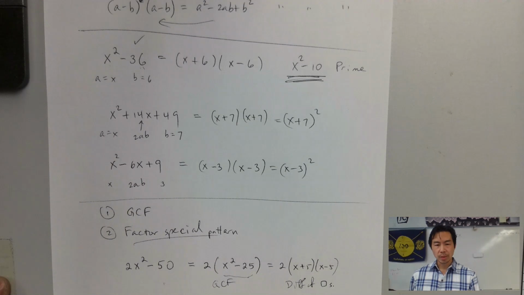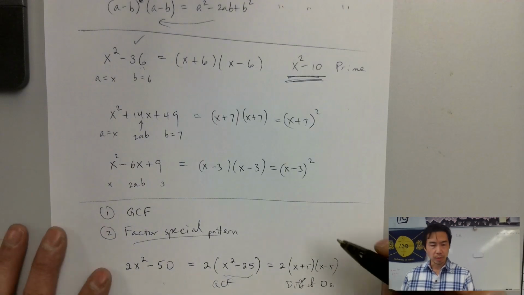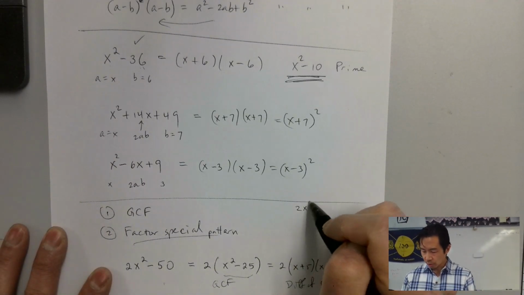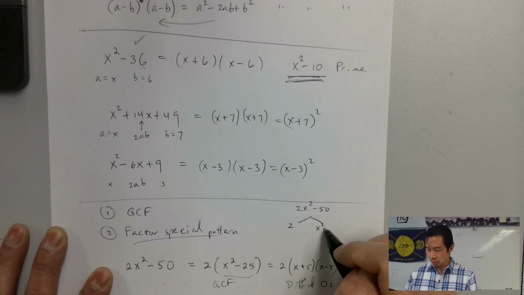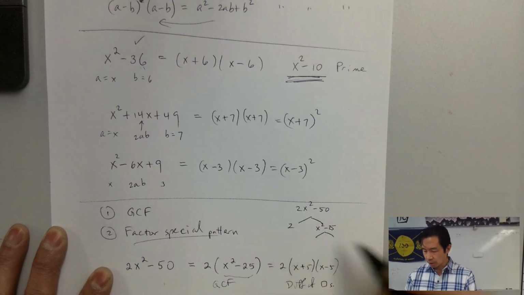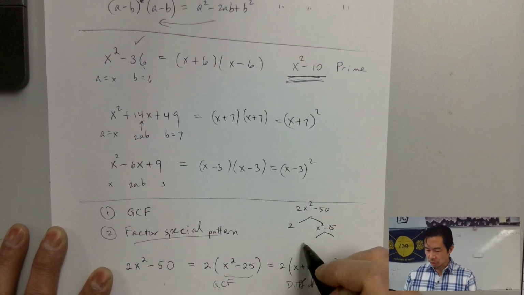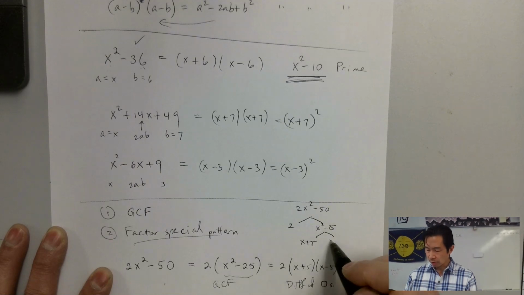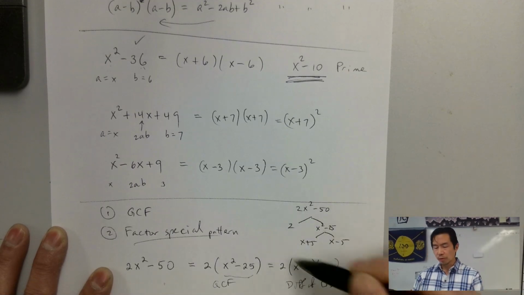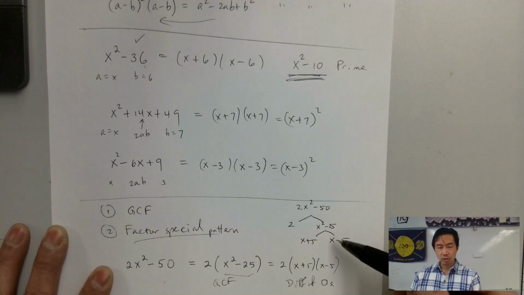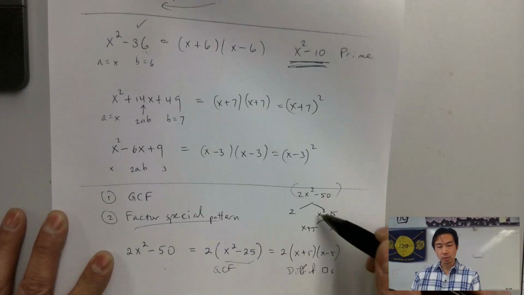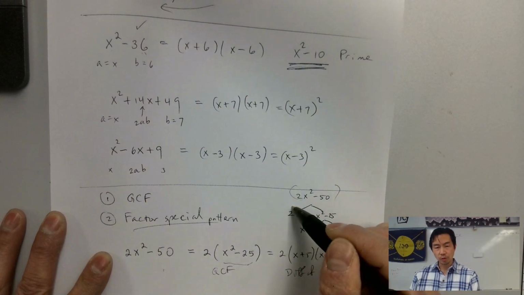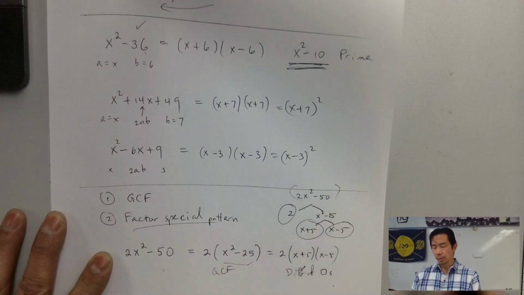What I've done basically is I've taken 2x squared minus 50, and I've taken a 2 out, leaving x squared minus 25, and then I factored x squared minus 25, x plus 5, x minus 5. So you see this factor tree represents what I've done to 2x squared minus 50. I factored it down as far as I can get. And I have three factors, 2, x plus 5, and x minus 5.